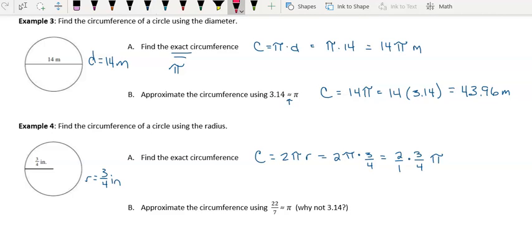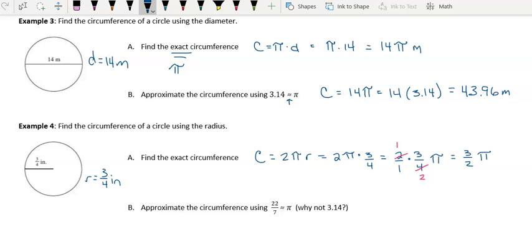So 4 is made up of 2 times 2. So the 2's are going to divide out, and you're going to be left with 2 there. So we get 3/2 pi. So our final answer here is 3/2 pi, or 1.5 pi, but we're going to leave it as a fraction, which is fine.